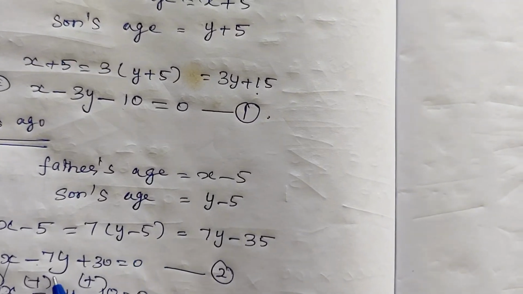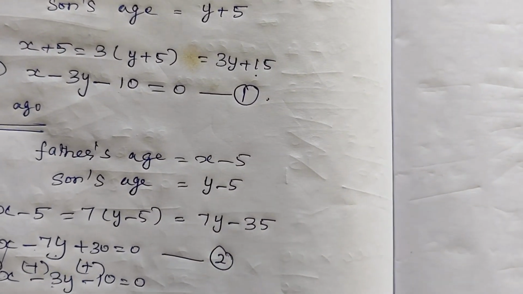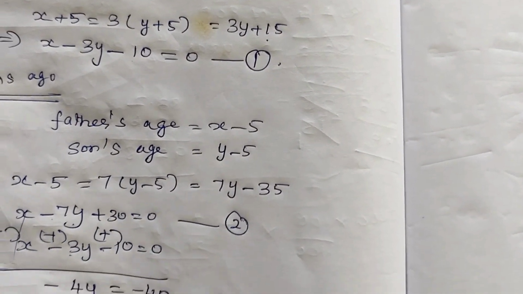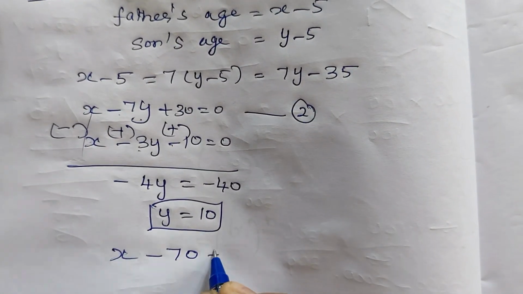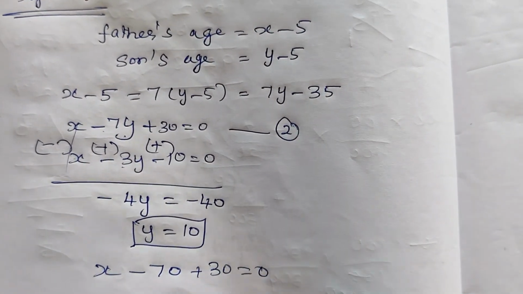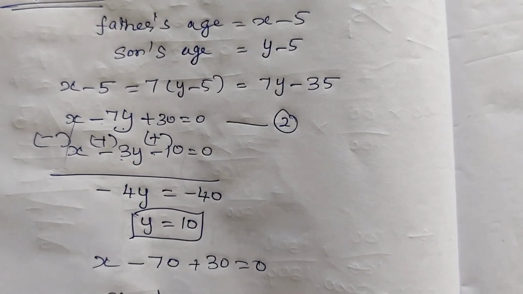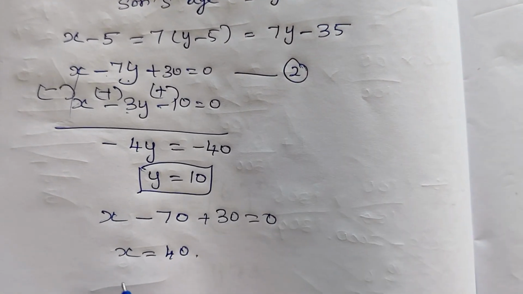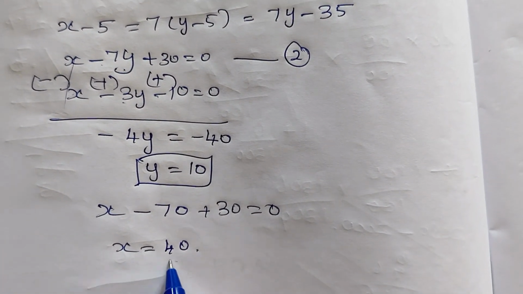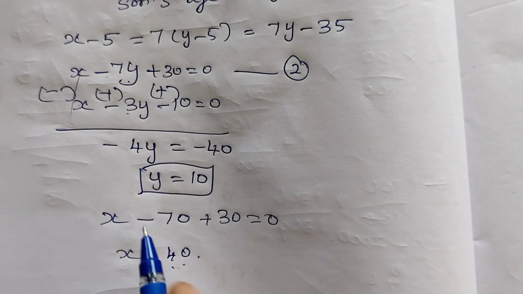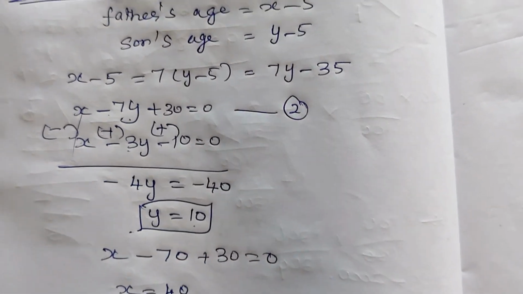What you get is x minus 70 plus 30 equal to 0. What is the answer? So x equal to 40. The father's age is 40, and the son's age is 10.